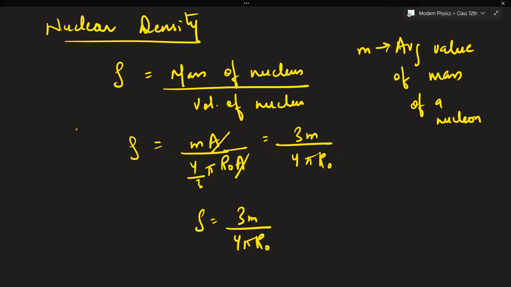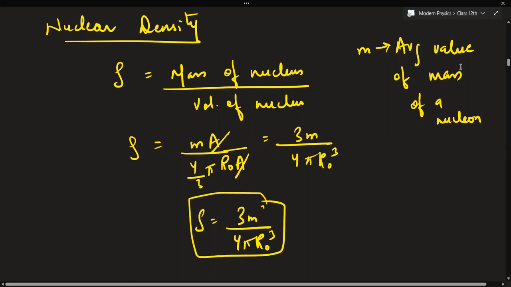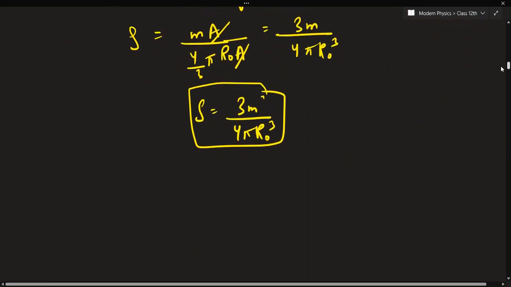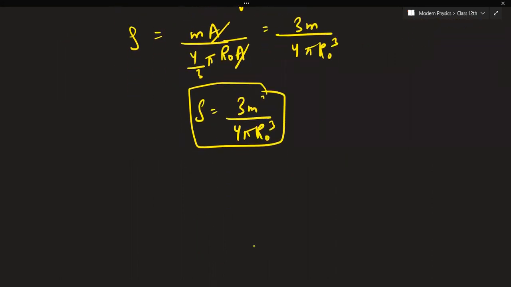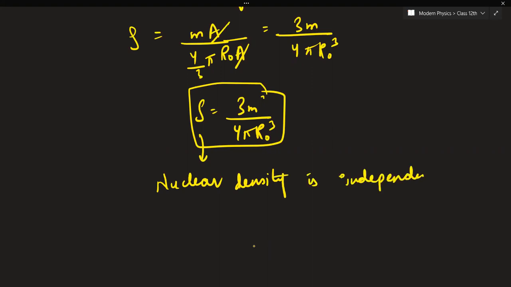See, the mass number gets cancelled. Here, the mass number got cancelled. This clearly shows, and this is a very important result, that density is independent of mass number, neither directly proportional nor inversely proportional. Where do you see it? It's not in the numerator, it's not in the denominator. So clearly, nuclear density is independent of mass number.